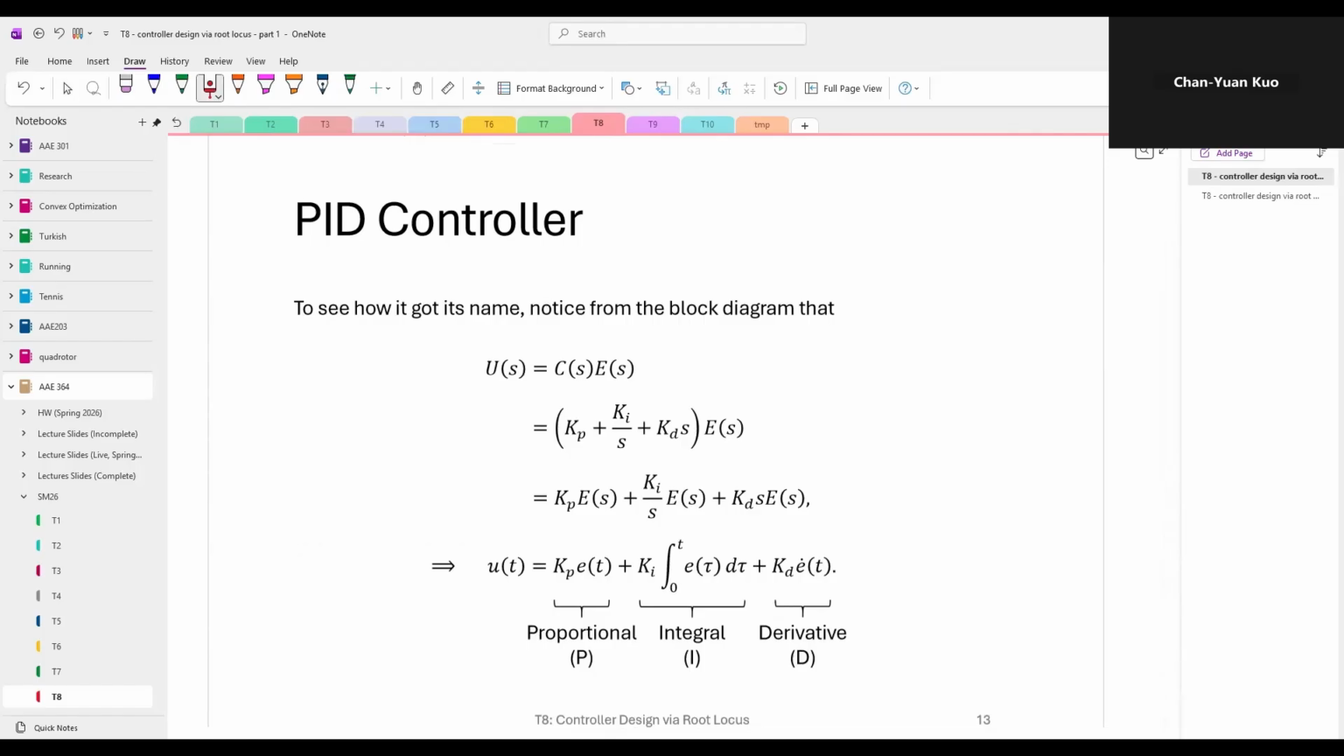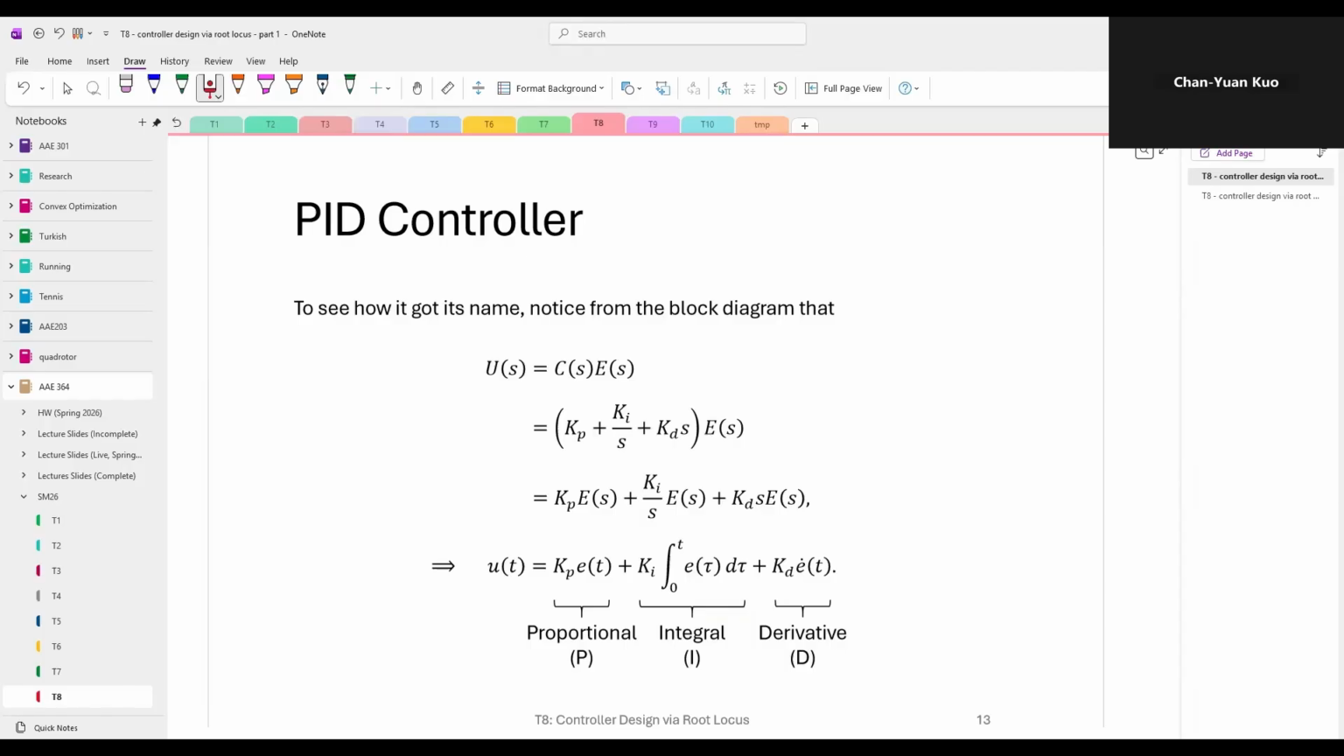To see how, let's first recall from the block diagram that the Laplace transform of the control signal is simply the product of the controller transfer function and the Laplace transform of the error signal. And if we substitute the transfer function of a PID controller, we will obtain these three terms. And finally, taking the inverse Laplace transform gives us its time domain expression.